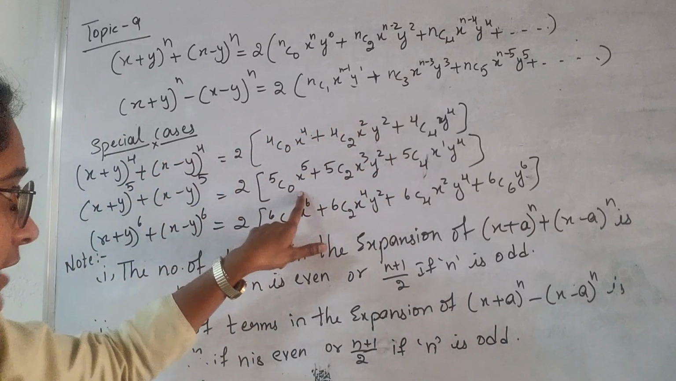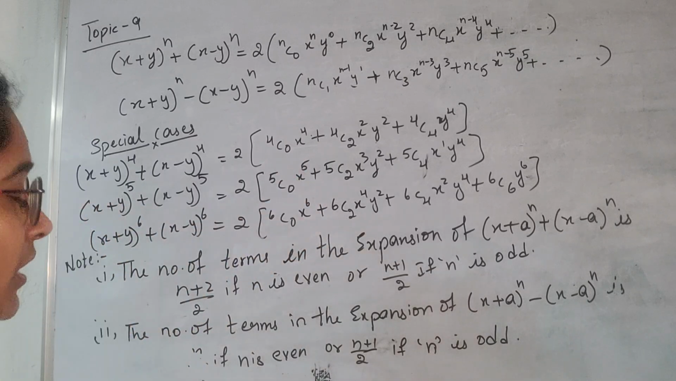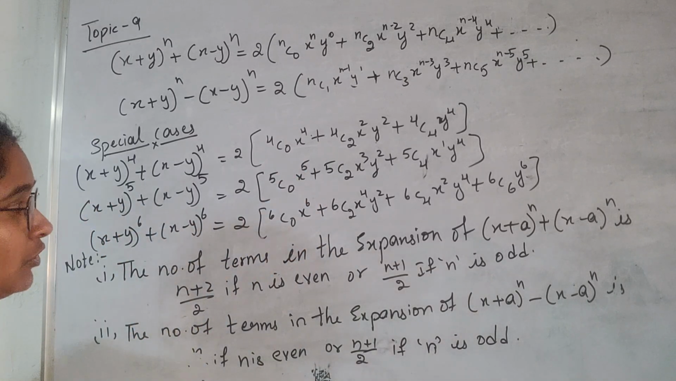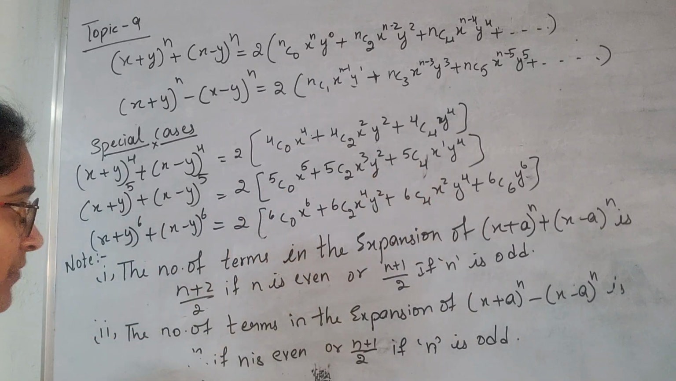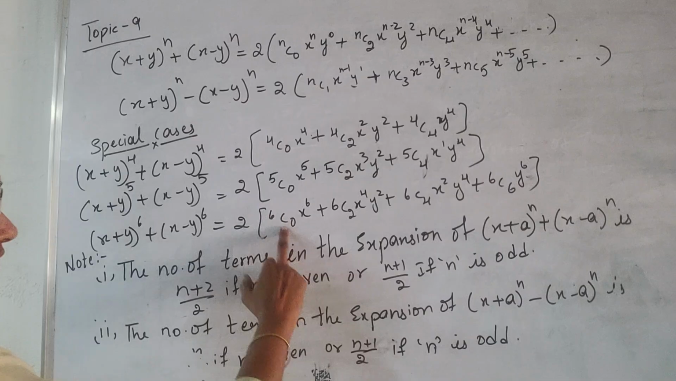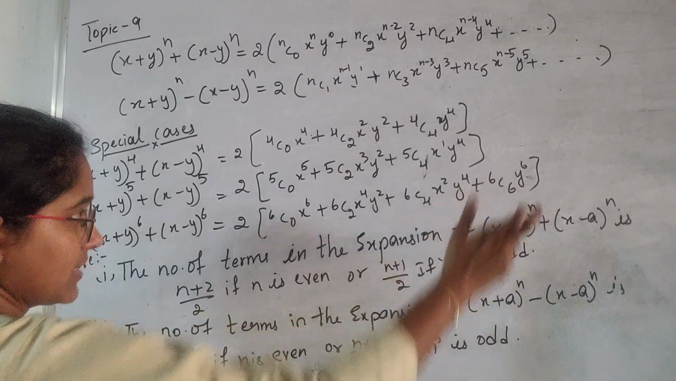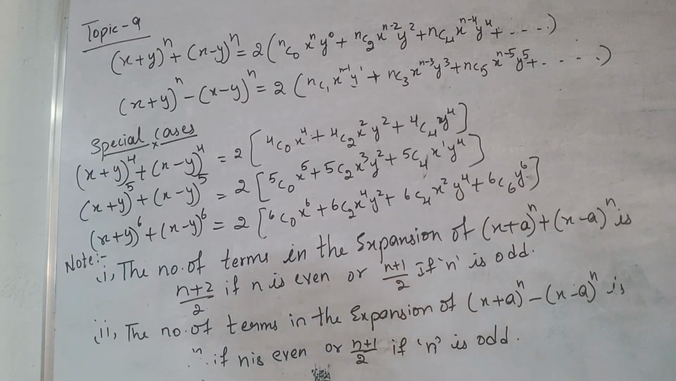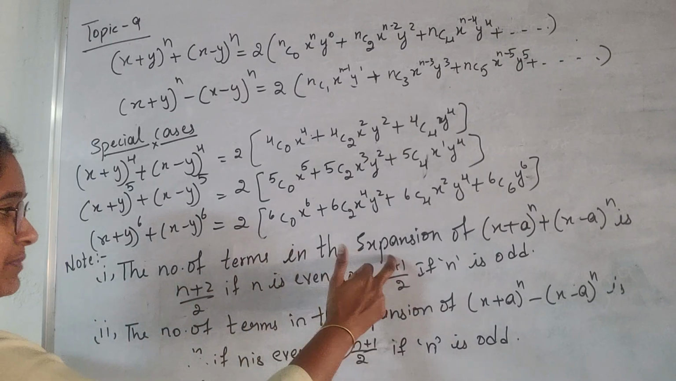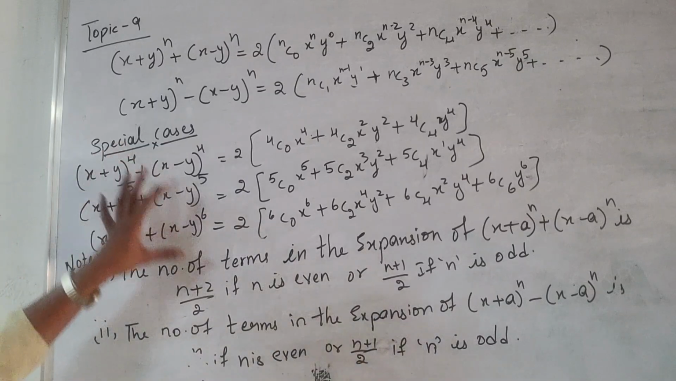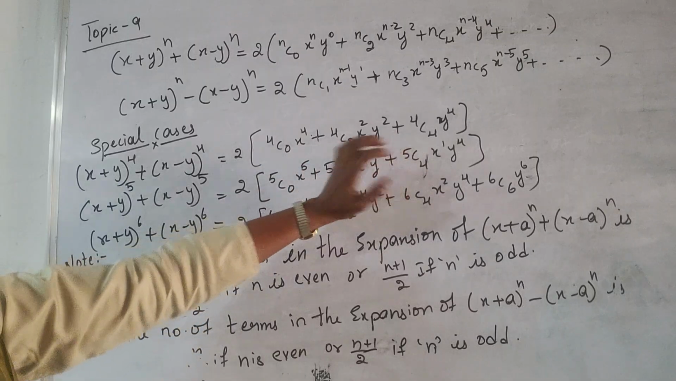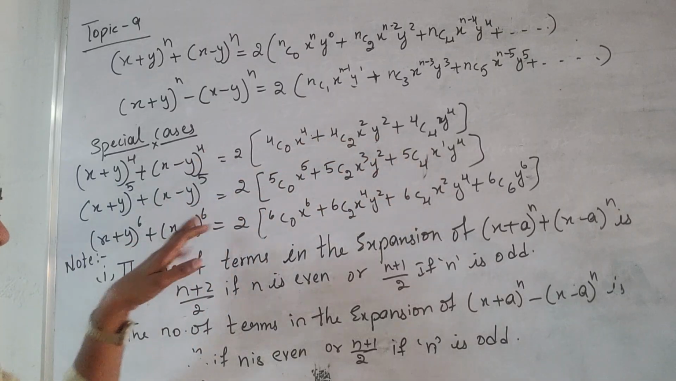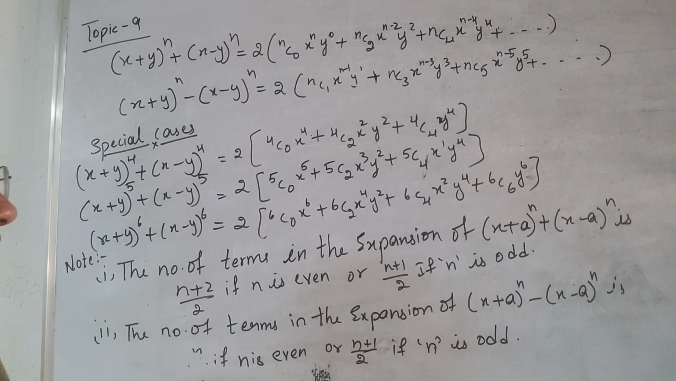This is the term if it is 4, and now if it is 5, you get this, because with the plus we get even terms here. Here also plus, so we get even terms 0, 2, 4, 6. Now note the number of terms in the expansion: here for 4 we got 3 terms, 5 also gives 3 terms, and if it is 6 we get 4 terms.